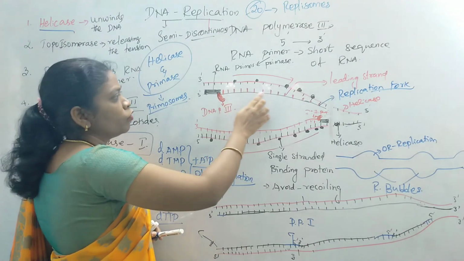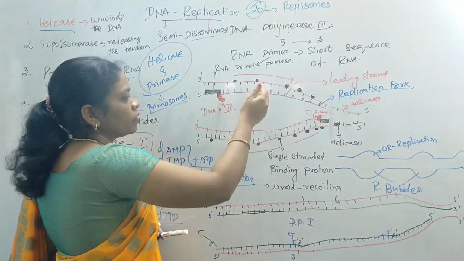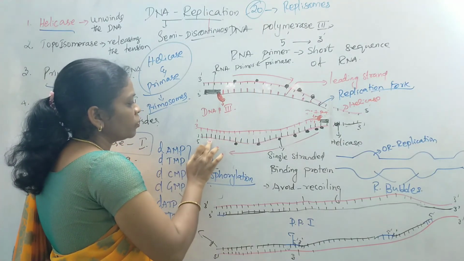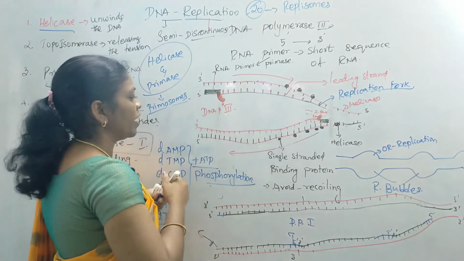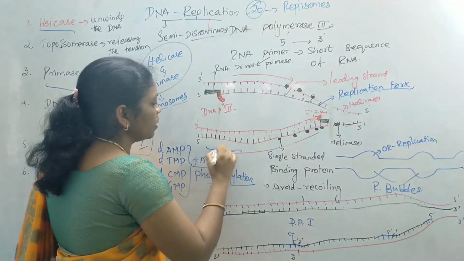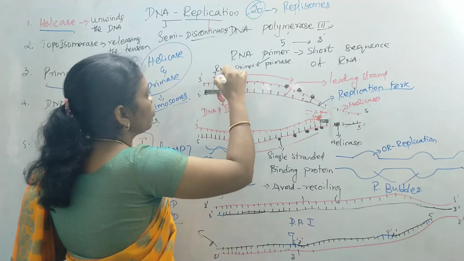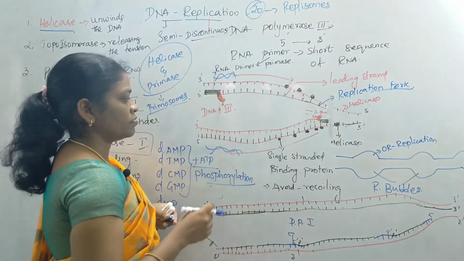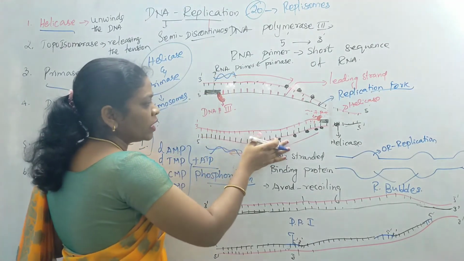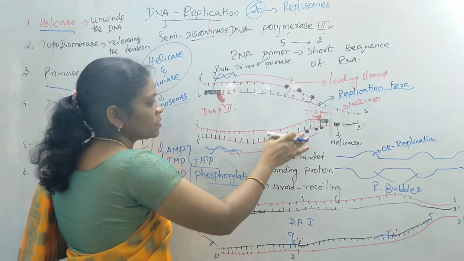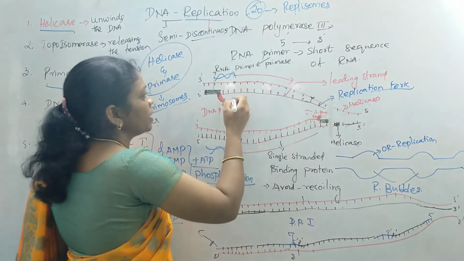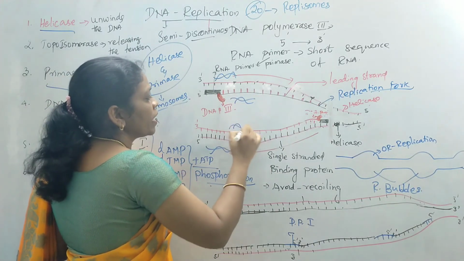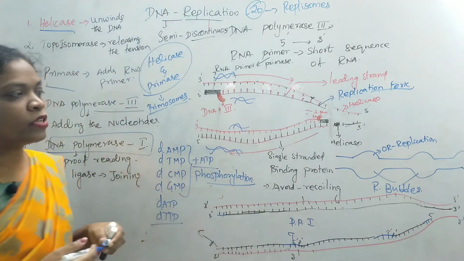When the process of adding nucleotides to the new strand is over, the single-stranded binding proteins will degenerate, and they allow these strands to coil again. So the parental strand will coil with the daughter strand, and we get the daughter strands and parental strands bound together.